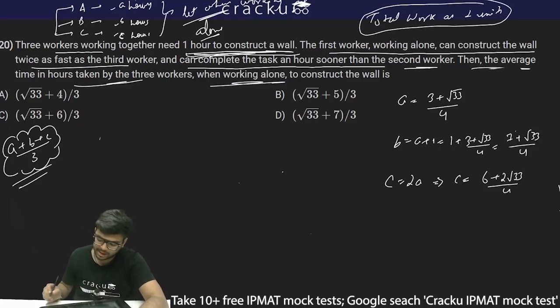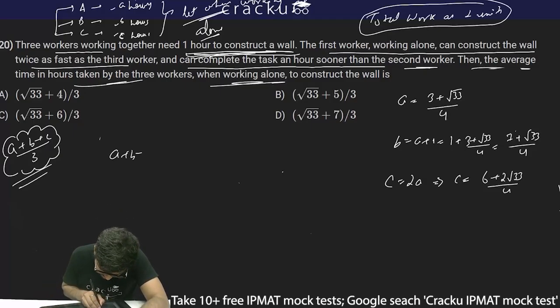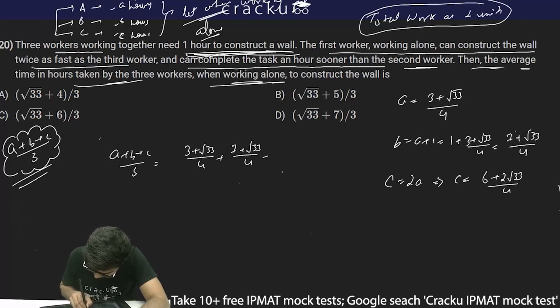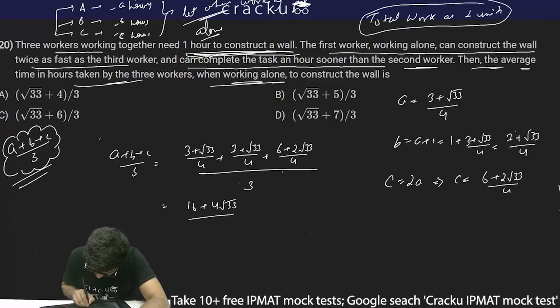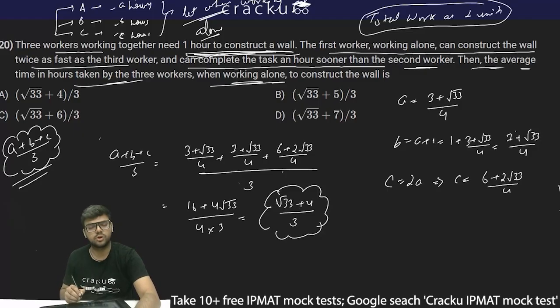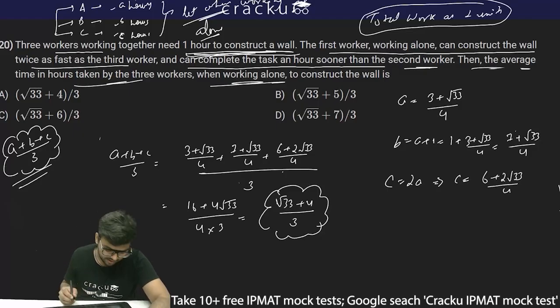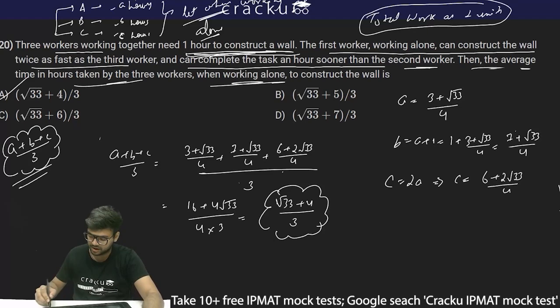We need to find out the value of A plus B plus C by 3. So A plus B plus C by 3 will be equal to 3 plus root 33 by 4 plus 7 plus root 33 by 4 plus 6 plus 2 root 33 by 4, divided by 3. 3 plus 7 is 10, 10 plus 6 is 16. So this is equal to 16 plus 4 root 33 by 4 into 3. Therefore we can take common, so this will be equal to root 33 plus 4 divided by 3. So this is the average time taken by the 3 workers when they are working alone, and therefore option A, root 33 plus 4 by 3, is the correct answer.